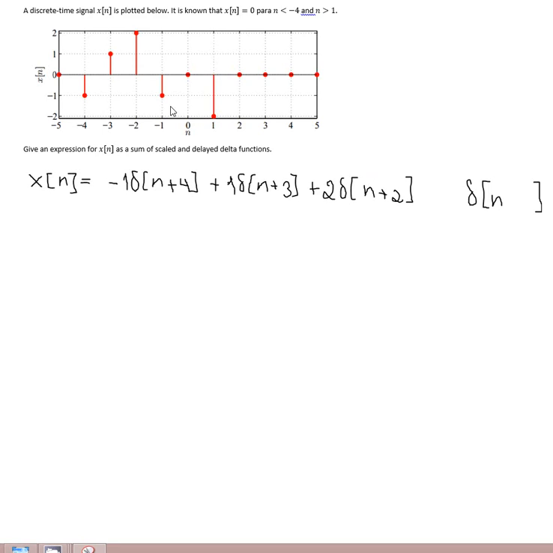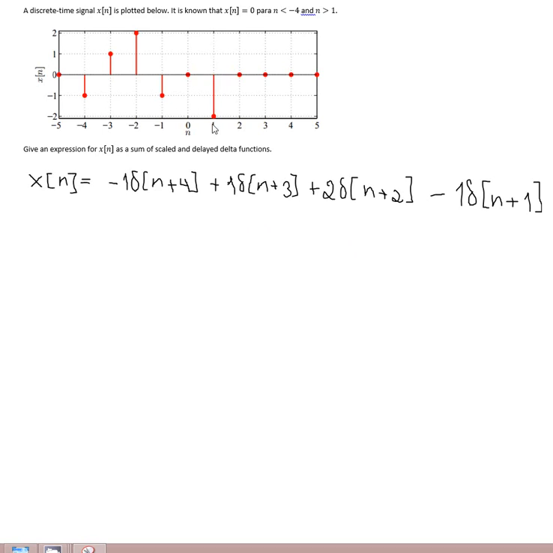Here when n equals -1, I have x of n equals -1, so I just need to multiply my delta function by -1, and then I have already scaled. And to shift my delta function, I just need to sum 1 in my argument. When n equals 0, I have x of n equals 0, so I don't need to write a delta function for this point, and I can jump to the next point when n equals 1.